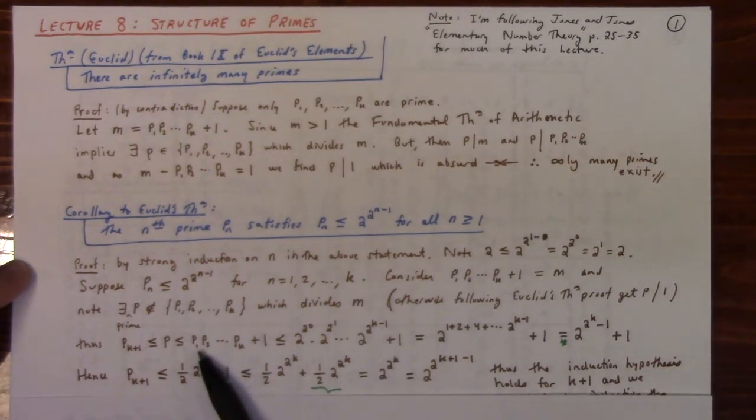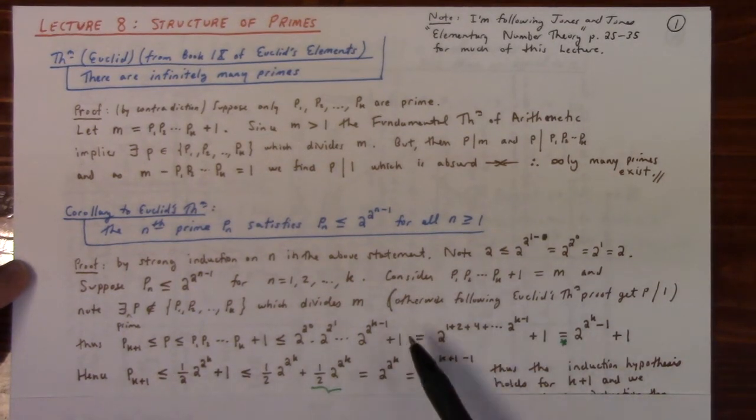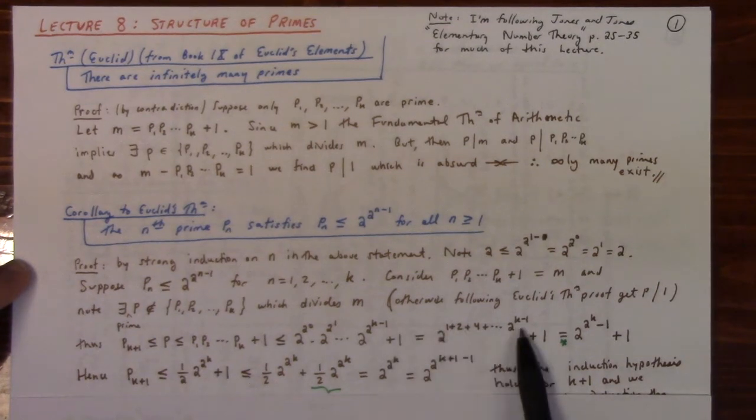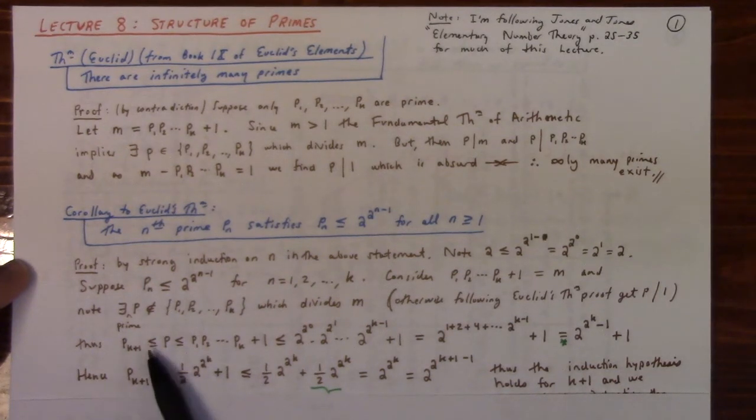By the induction hypothesis, this is less than or equal to 2 to the 2 to the 0, times 2 to the 2 to the 1, and so on, up to 2 to the 2 to the k minus 1, plus 1, which if you simplify gives you 2 to the 1 plus 2 plus 4 plus up to 2 to the k minus 1, plus 1. Then we make this step here, which I'll explain in a minute. So what we have is P_{k+1} is less than or equal to 1/2 of 2 to the 2 to the k, plus 1. That's just literally rewriting this over to here.